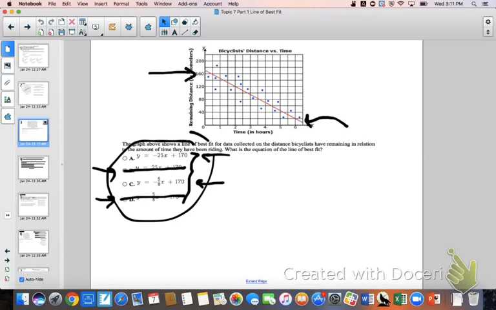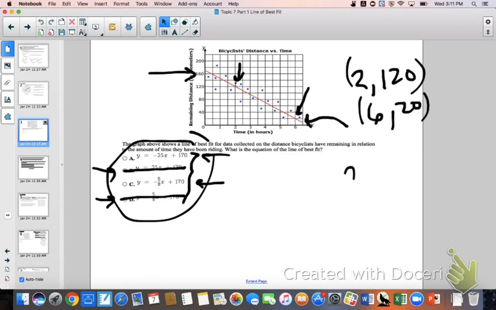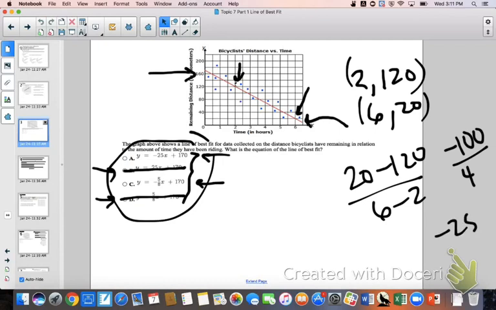Well, let's look at that. This point right there is pretty much directly on the line, and this point right there also looks to be directly on the line. So I'm going to go with (2, 120) and (6, 20), and we'll find the slope. 20 minus 120 over 6 minus 2 is negative 100 over 4, which is negative 25. So that answer is A.